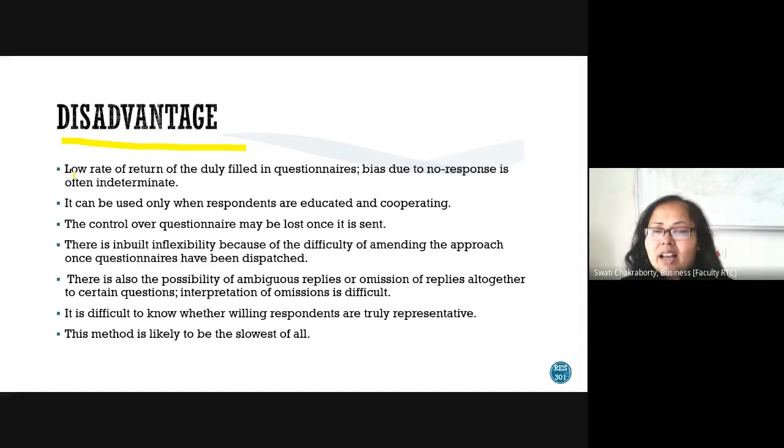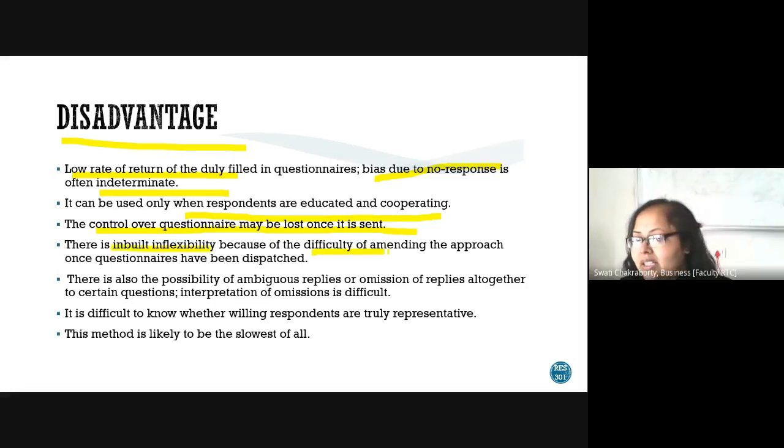There's a high chance that your questionnaire may not be filled up and returned to you. There could be bias due to non-response. It could be quite high, and it's often indeterminate. You do not know how many would respond and how many would not, and it's used only when respondents are educated and cooperating. The control over the questionnaire may get lost once it is sent. You don't have any control. There is an inbuilt inflexibility because of the difficulty of amending the approach once the questionnaires have been dispatched, right?